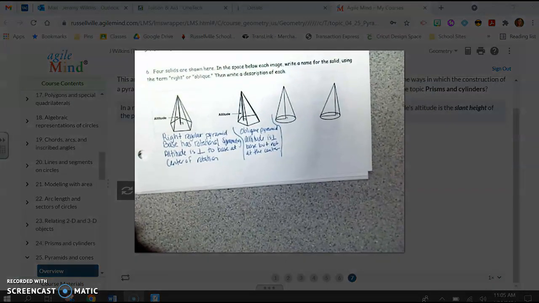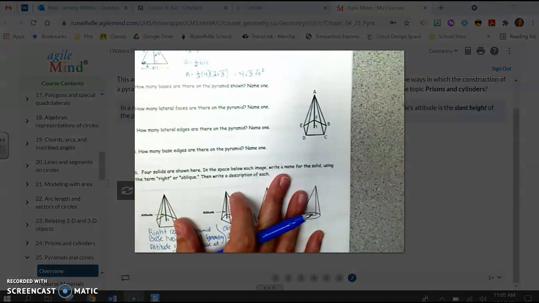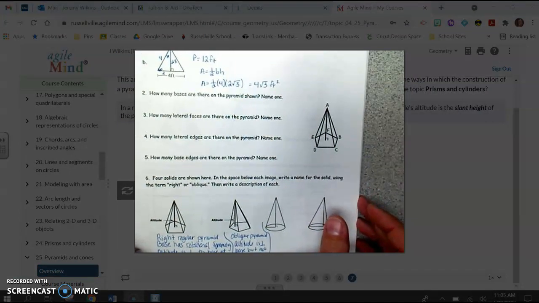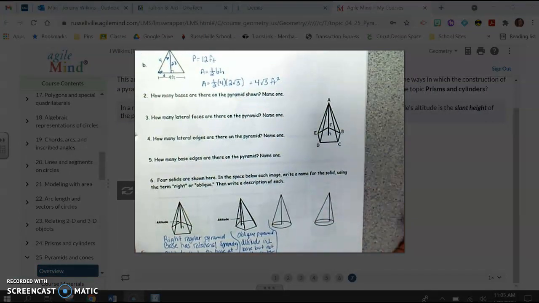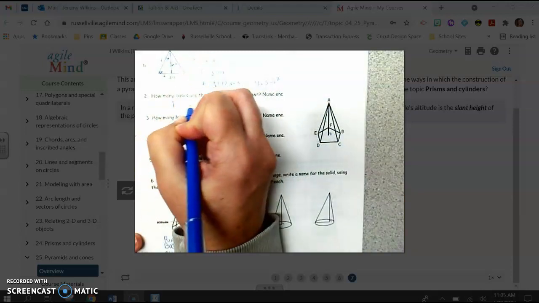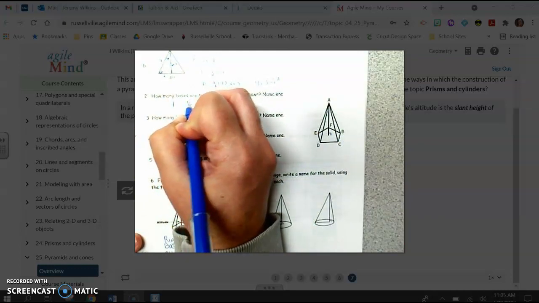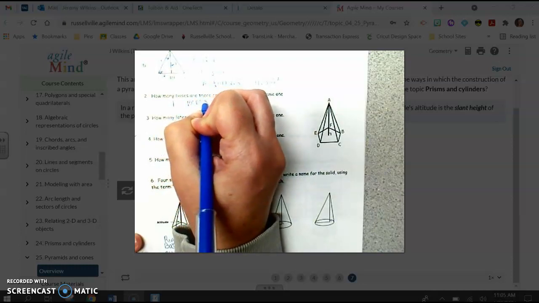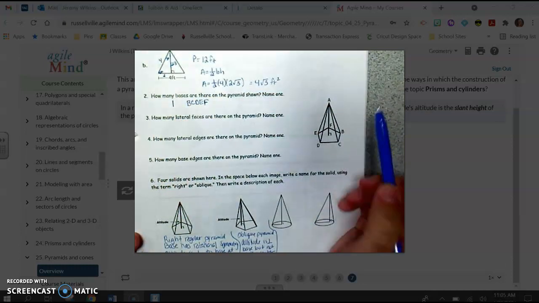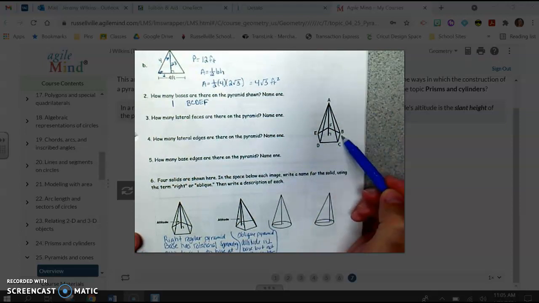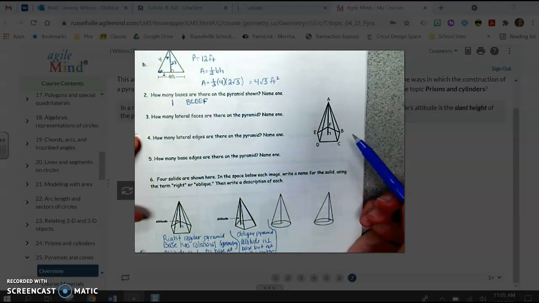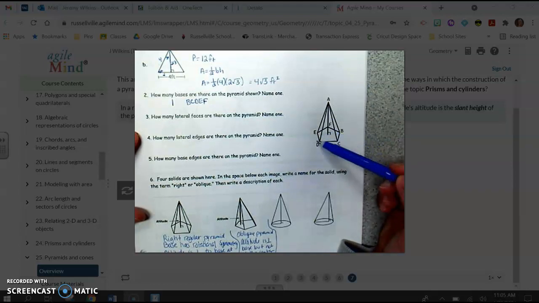Okay, so let's go back to number 2, and it says, how many bases do you see in this pyramid? So in our pyramid, we have one base, and we're going to name it. Let's see, we'll start with B, C, D, E, F is going to be our base. Your lateral faces are the triangles. Since the base is a pentagon, you're going to have 5 lateral faces.